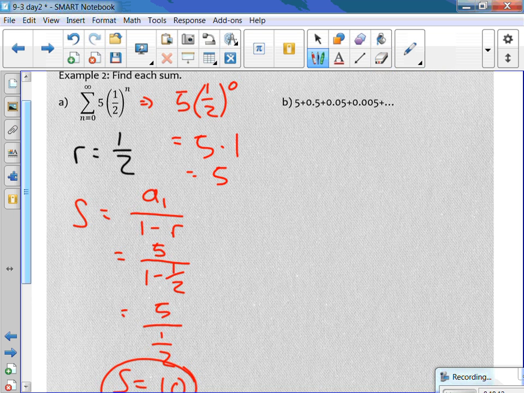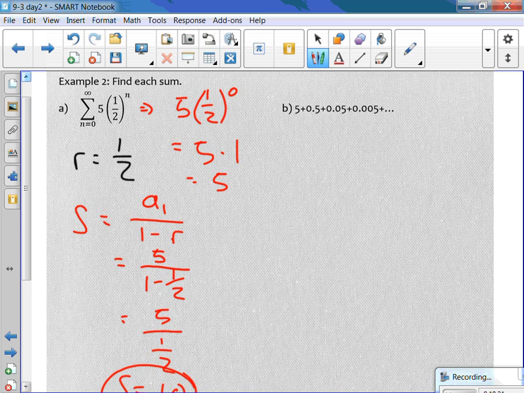And remember, it's always going to be set up in the form of A1 times R to the n. So that A1 is always going to be the one that doesn't have the power. All right? So in this case, we have 5 plus 0.5 plus 0.05. We want to come up with the sum of this geometric series. Do I know A1? That's the toughest one to find, right?